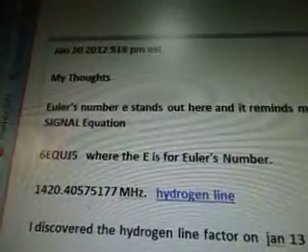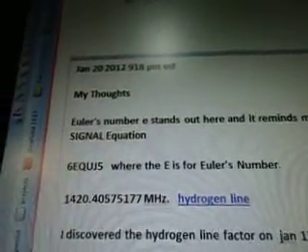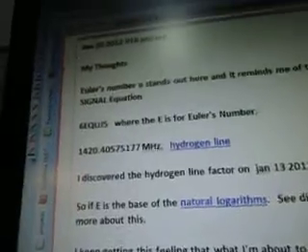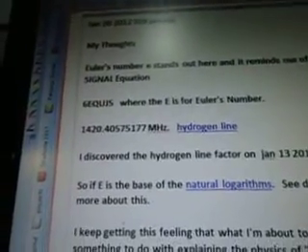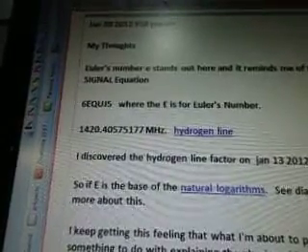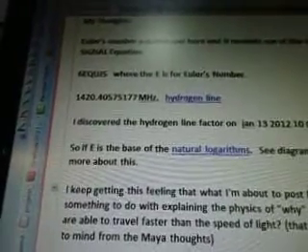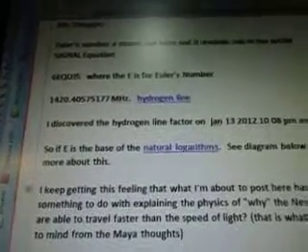My thoughts. Euler's number E stands out here, and it reminds me of the WOW signal equation, 6EQUJ5, where the E is for Euler's number. The 1420.4057577 megahertz hydrogen line. That was the line that it came on the signal, on the radio signal for SETI. I discovered the hydrogen line factor on January 13, 2012, 10:08 p.m. Eastern Standard Time. I didn't know what it was before. So if E is the base of the natural logarithms, see the diagram below for more about this.